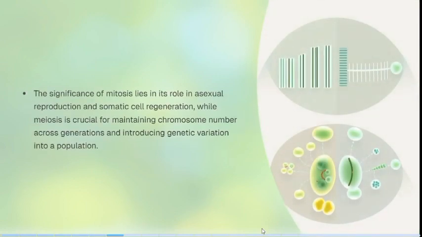Let's move on. The significance of mitosis lies in its role in asexual reproduction. Mitosis is responsible for asexual reproduction and somatic cell generation, and it allows for cell regeneration. Meiosis, on the other hand, is crucial for maintaining chromosome number across generations and introducing genetic variation into the population, and it is responsible for retaining a constant number of chromosomes throughout generations.